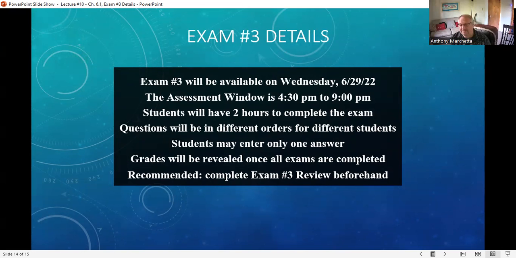You will have questions that are in different orders and that have different numbers from student to student. Also, you can only enter one answer, and you will not be told then and there whether you're right or not. You have to wait because grades will be revealed once all the exams are completed. It's recommended that you complete exam number 3 review beforehand, which is available right now on WebAssign. There is no credit attached to it, but exam number 3 is very, very closely connected to the exam number 3 review.